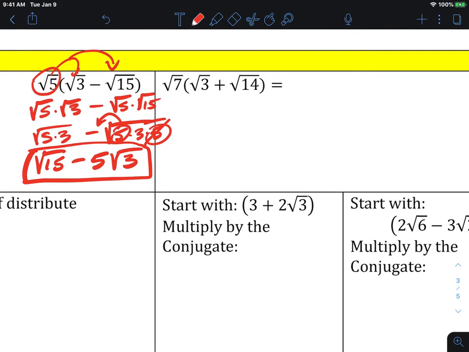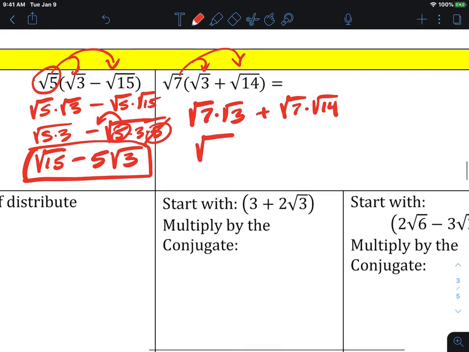So, same thing over here. Radical 7 times radical 3 plus radical 14. Don't try to add the radicals up together. They're two different radicals. Just distribute the radical 7. All right? Radical 7 times radical 3 plus radical 7 times radical 14. Now again, 7 and 3 are prime, so they're just going to go under the same radical and become radical 21. Plus, now this is where you got to be careful.